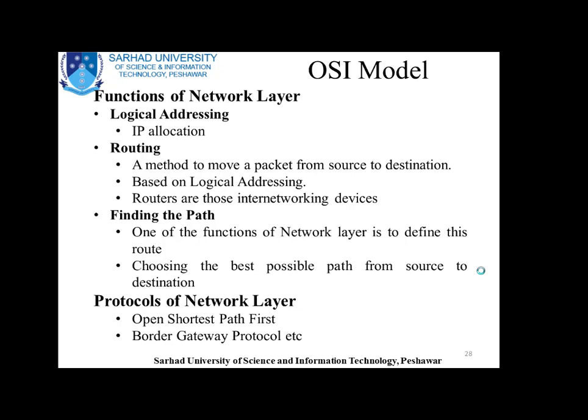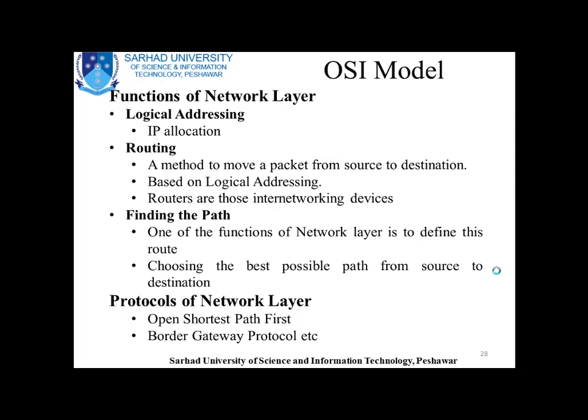Now, what are the important functions of the network layer? The first very important function of a network layer is logical addressing, meaning IP allocation. You already know about IP in data communication, so no need to go in depth on that. We will look over IP addressing in the coming lectures. The other function of the network layer is basically routing. And what is routing? It is basically a method to move a packet from source to destination, and it is based on IP allocation, that is logical addressing.